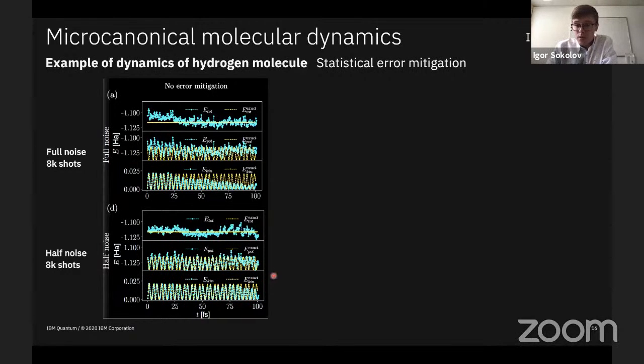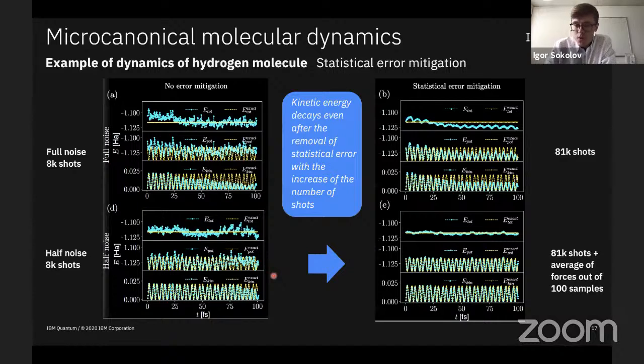But when we run it on a real device, we cannot reduce the noise. We have to employ some methods and see what the source of this is. First is the shot noise. Maybe we're not using enough shots, enough measurements. Shots means how many times we measure each Pauli string, or the operators, basically.